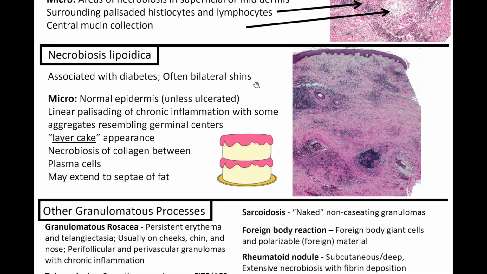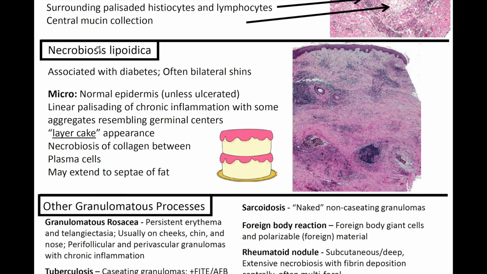Necrobiosis lipoidica is next up. So this is associated with diabetes, and it's often bilaterally located on the shins. Microscopically, you have a normal epidermis, unless it's ulcerated. Linear palisading of chronic inflammation with some aggregates resembling germinal centers, like you see here. So you have some aggregates of inflammation. And then you have a layer cake appearance, which you can kind of appreciate here. It looks like there are various layers throughout this entity. Plasma cells, and this may extend to the septae of the fat.